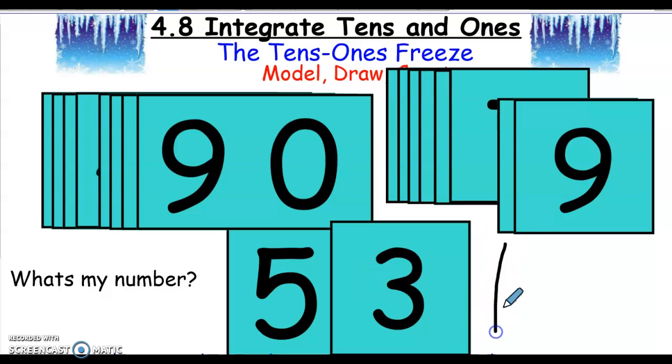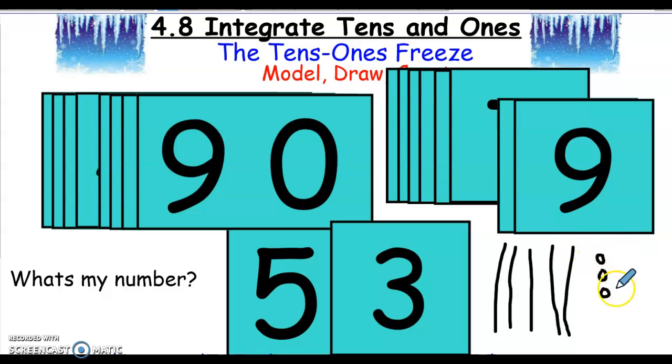So 10, 20, 30, 40, 50, and then we'd make 3 ones. 1, 2, 3 ones. So when we count that, it would be 10, 20, 30, 40, 50, and then remember we say freeze so that we can stop saying tens and we switch over to ones. 51, 52, 53. Okay, let's try another number.